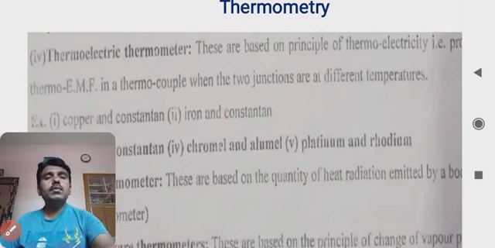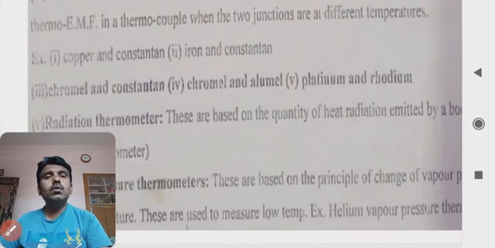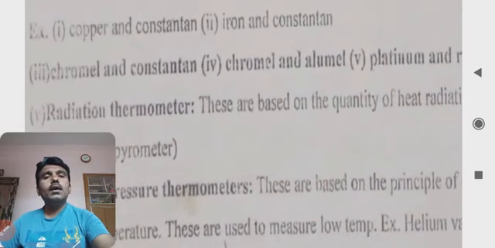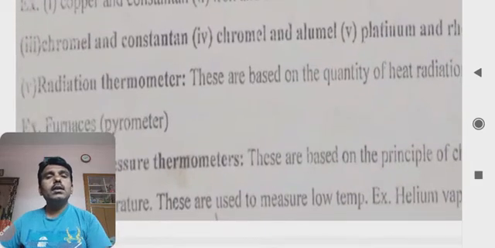Another well known thermometer is the platinum one, and different types of materials, chromium and aluminum, are used there. Another thermometer is the radiation thermometer.